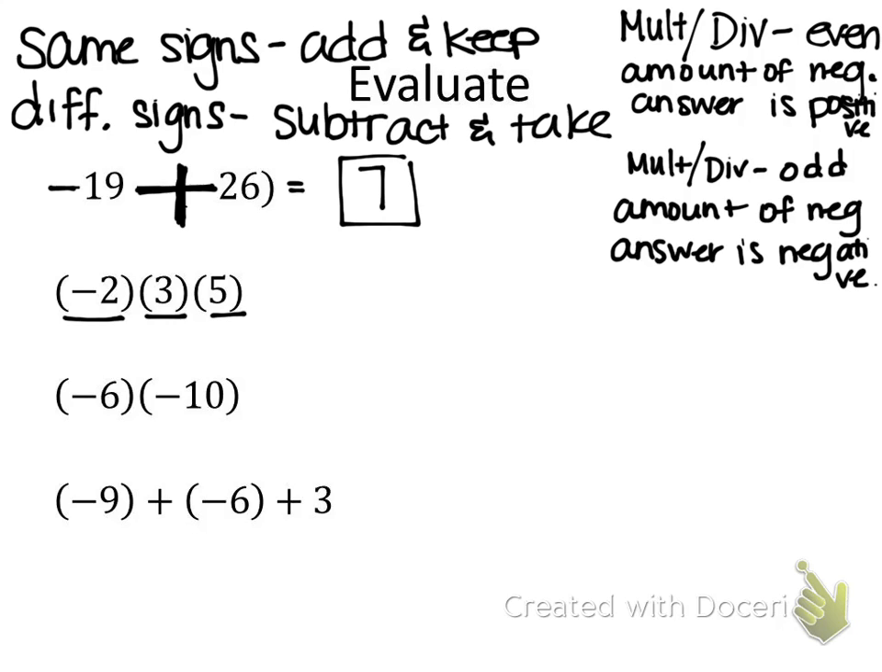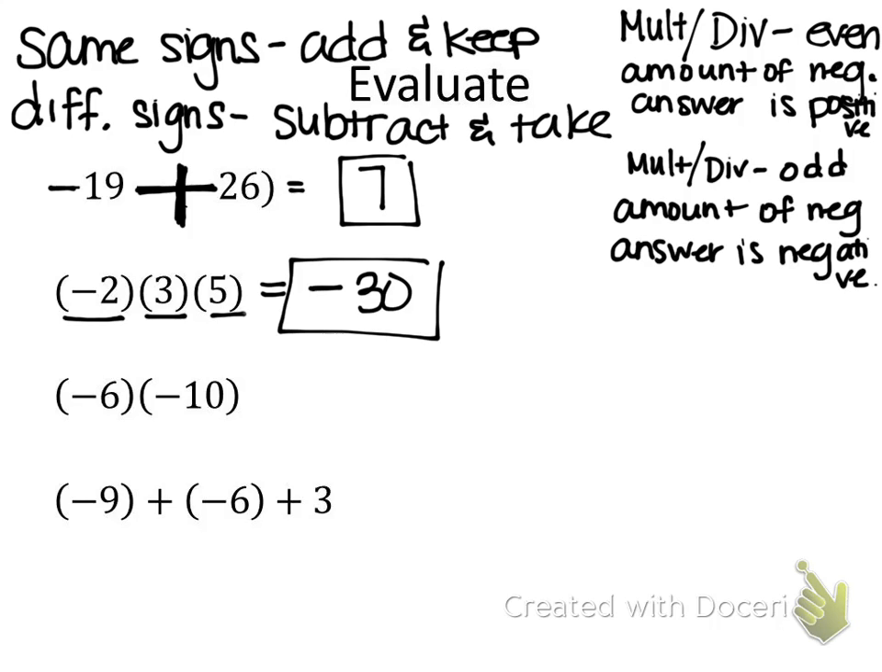1. So what's my answer going to be? Negative. So what you do is you just go ahead and write a negative sign. Now you don't even have to worry about it. Let's multiply. 2 times 3 is 6 times 5 is 30. So my answer is negative 30.